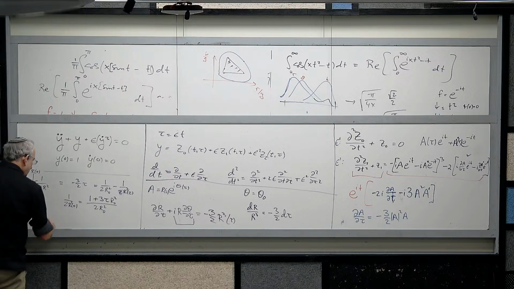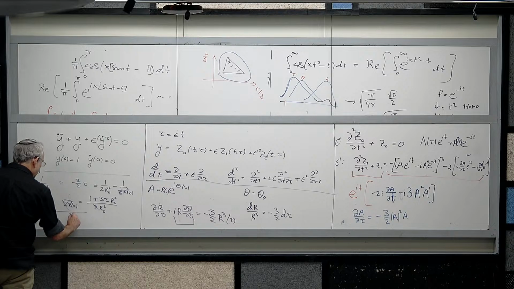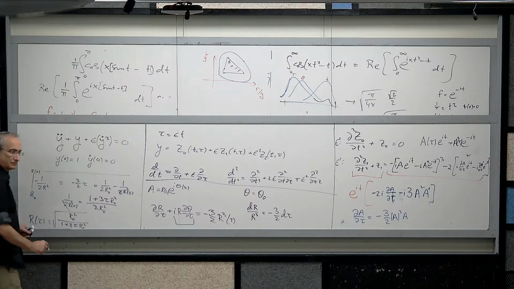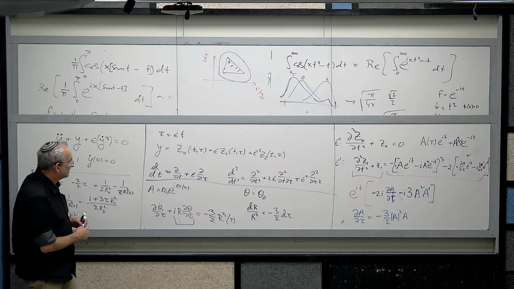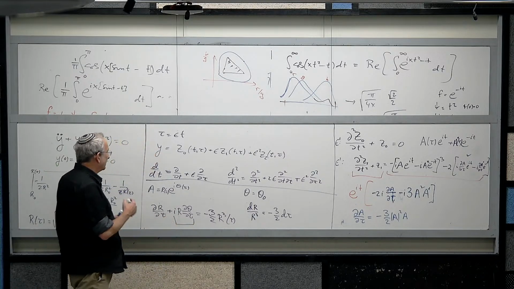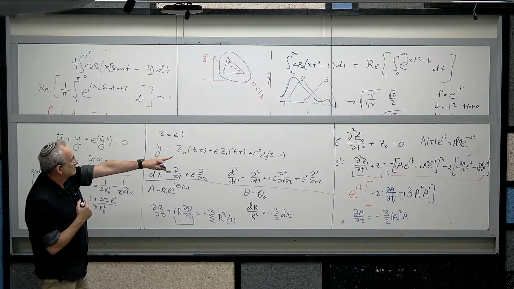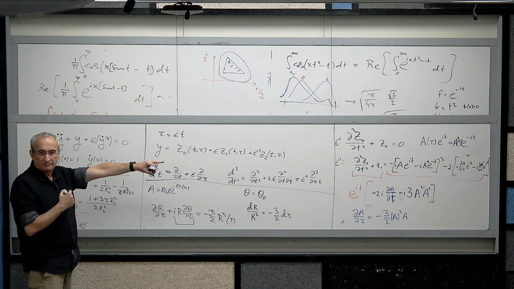And therefore, the 2 cancels out, and I find that r of tau is the square root of r naught squared divided by 1 plus 3 tau r naught squared. Right? And when tau is 0, this is r naught. Good. So now I'm taking all this monster and I would like to plug it at z naught. So this is the solution for A.